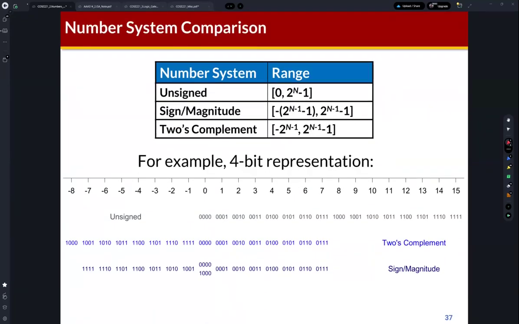So this is the summary of the number system. It can be confusing. In the real number system we can use different signs like the plus and minus for the sign of the number. But in the digital system, the sign needs to be represented using a number, 0 or 1.